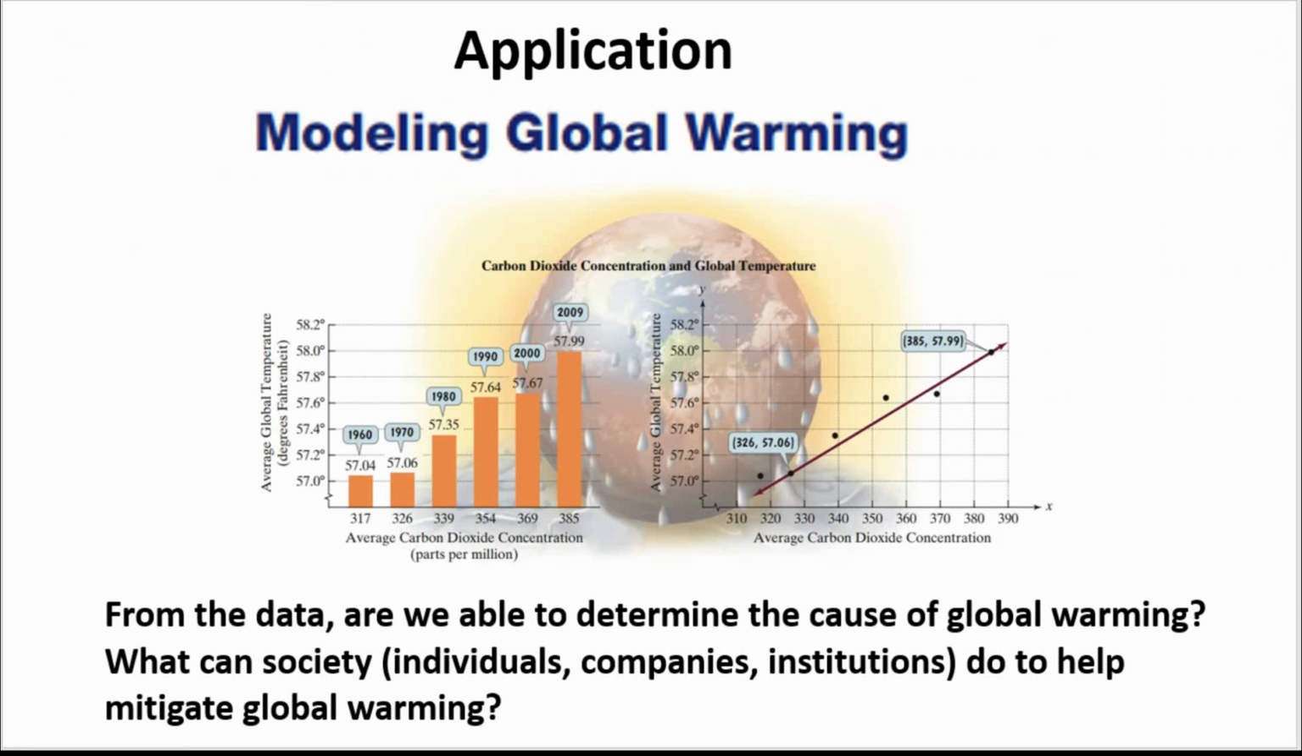Here's something that's been in the news the last few years, and that's this idea of global warming. The scientists are telling us that the Earth and its atmosphere is getting warmer. From the data, are we able to determine the cause of global warming?